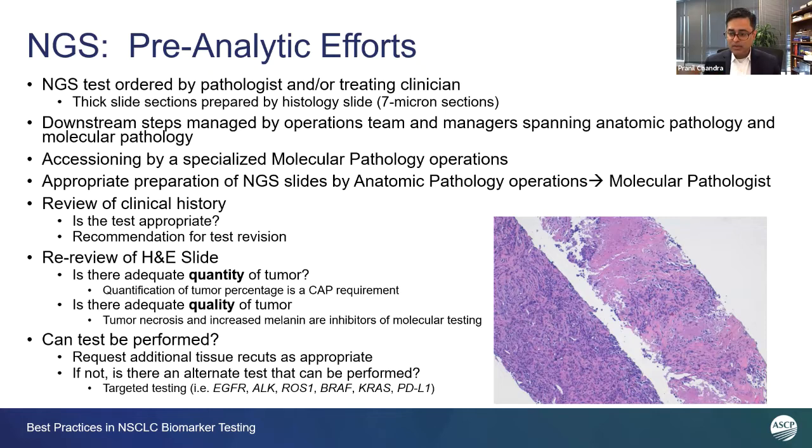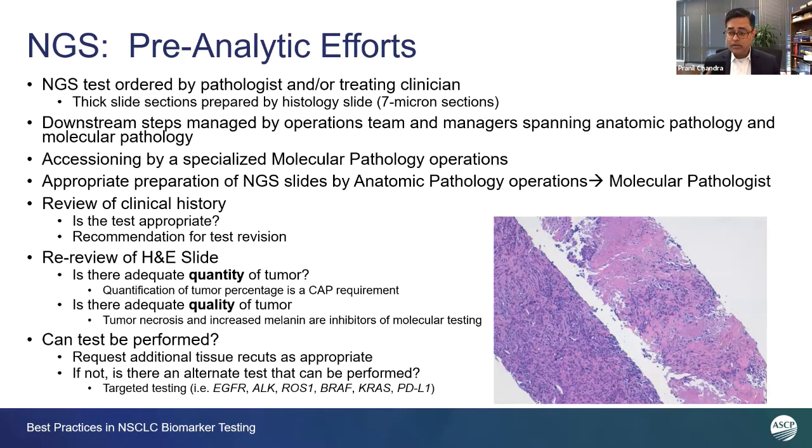Is the test appropriate? Are we performing the right test for the right patient at the right time? If not, then we may make a recommendation for a test revision, and then that will go back to both the molecular pathology accessioning team and sometimes the AP managers as well. We will re-review the H&E slide and make sure that you have adequate quantity as well as quality of tumor. There's a certain tumor percentage requirement that you need to adhere to in order to be able to go downstream in your next generation sequencing protocols.